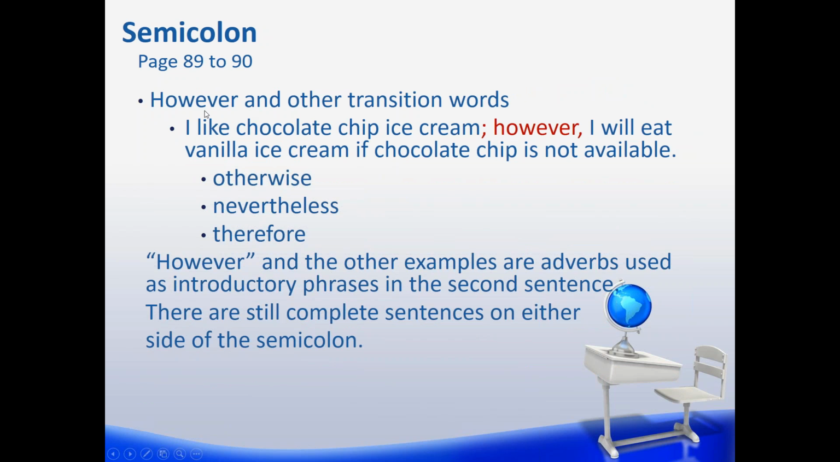However, we have transition words. So however, otherwise, nevertheless, therefore are common ones. And so what happens is that we use the semicolon to separate the two complete sentences. Now this transition word becomes the introductory phrase for the second sentence. So that's why I have a semicolon here and I have a comma here.